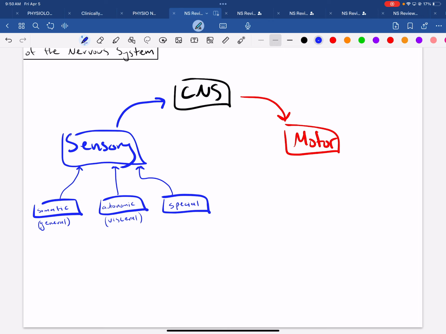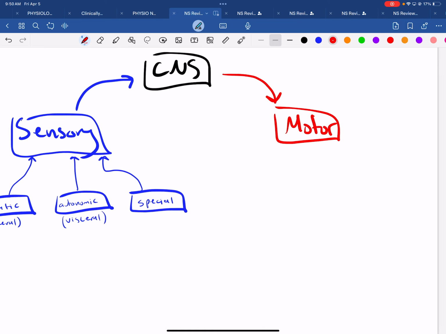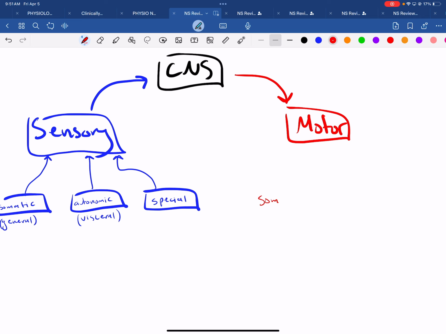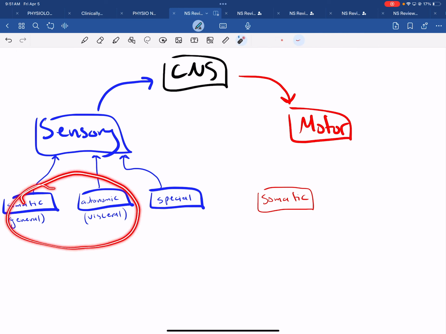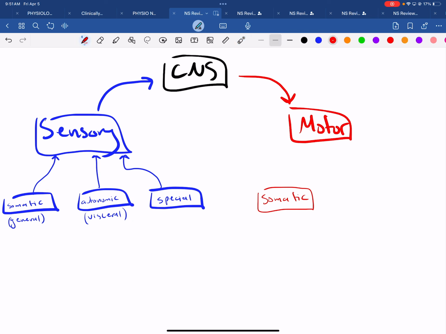Okay? And then what are the two branches of the motor system? Yes, somatic. And it's the same. The first two are the same for the motor as the sensory. Autonomic. Right, which is visceral.